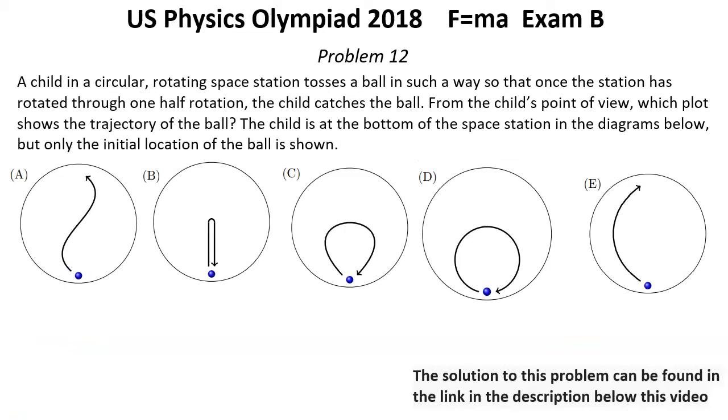Problem number 12. A child in a circular rotating space station tosses a ball in such a way that once the station has rotated through 1/2 rotation, the child catches the ball. From the child's point of view, which plot shows the trajectory of the ball? The child is at the bottom of the space station in the diagrams below, but only the initial location of the ball is shown.